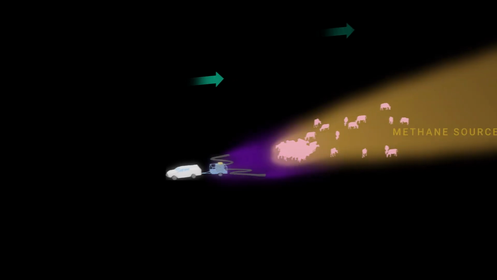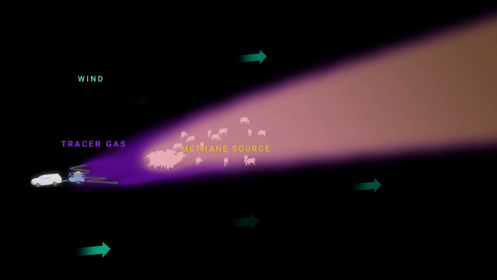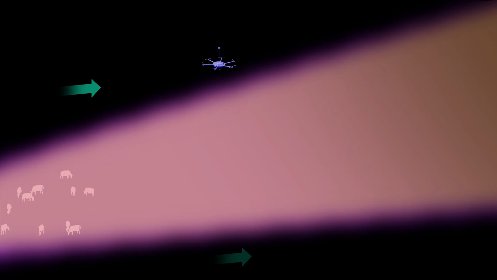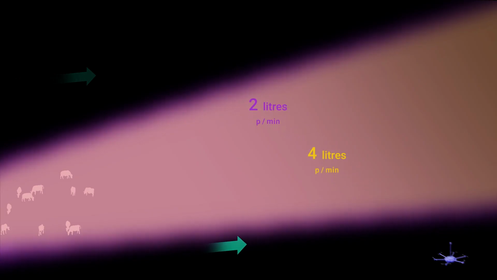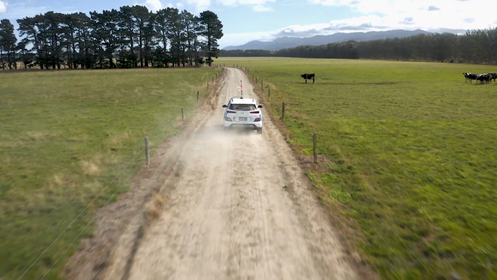We need to emit the tracer gas upwind of the cows, and then we'll fly the drone maybe 50 to 100 meters downwind of the animals, in and out of the plume, back and forth, to measure the peaks of the methane enhancement along with the tracer gas. If it is possible, we also drive the car. So we're using 2 mobile platforms.